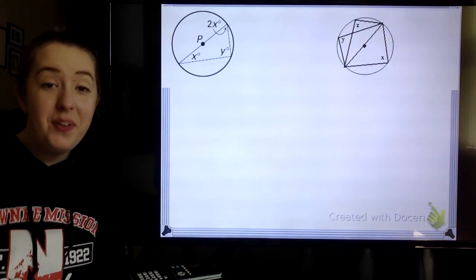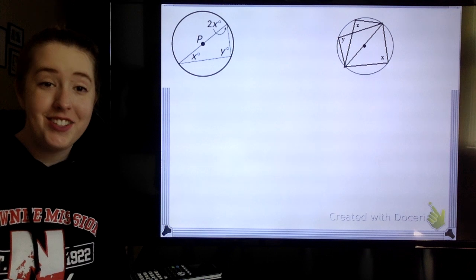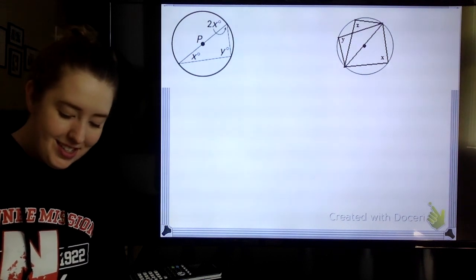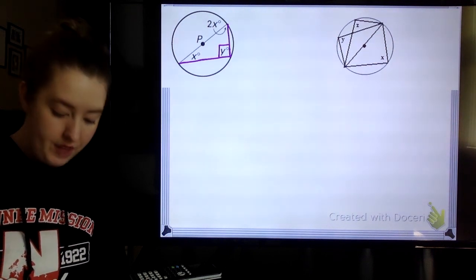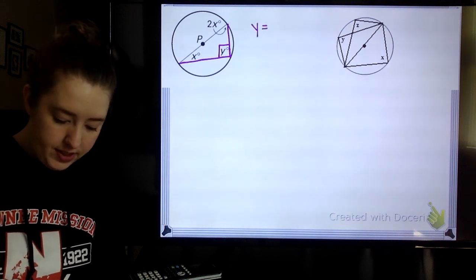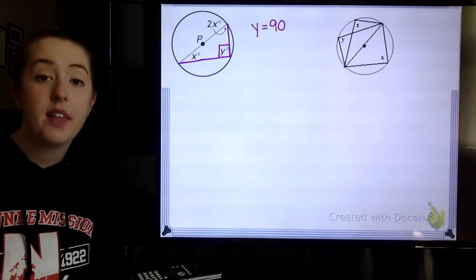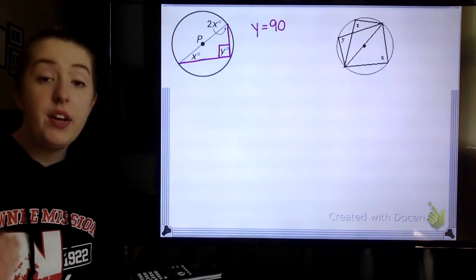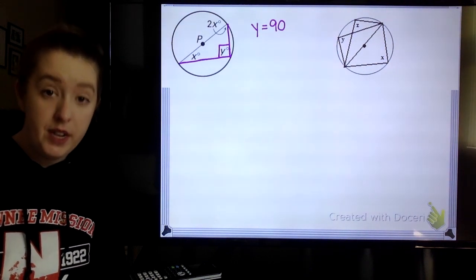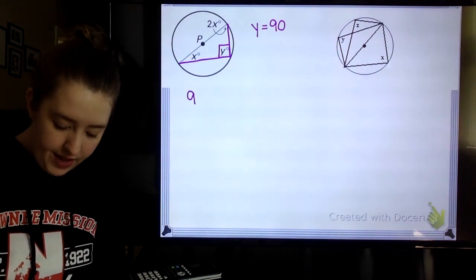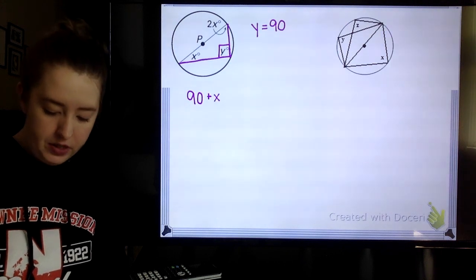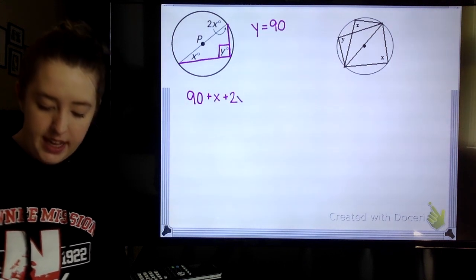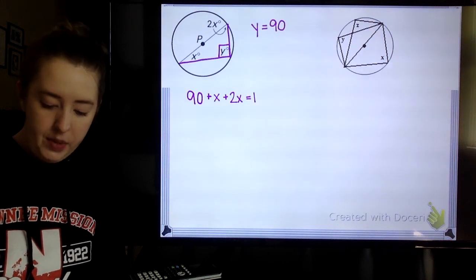So we see that this is a triangle inscribed in a semicircle. That means that this angle right here has to be my right angle, so y equals 90. Now we need to solve for x. We know that all the angles of a triangle add up to 180. So I have 90 for that first angle, x for one of my other angles, and 2x for my last angle, and that will equal 180.